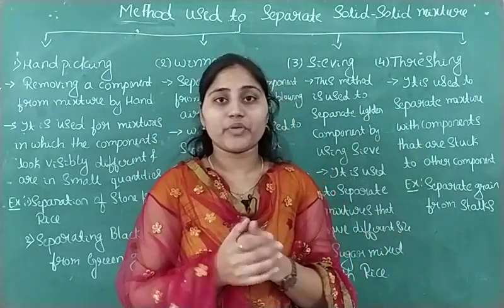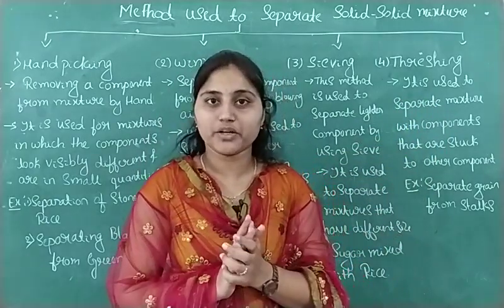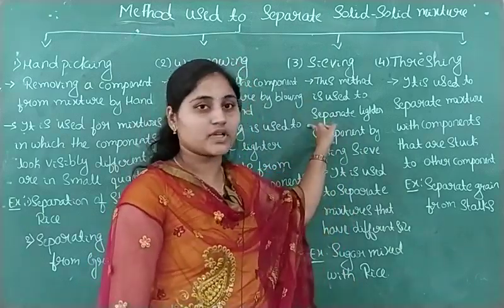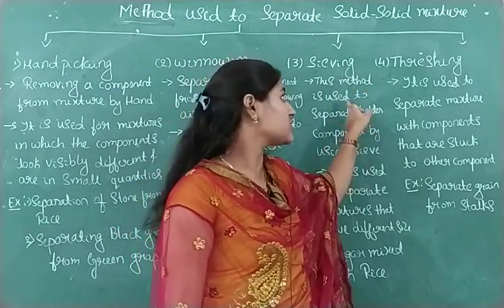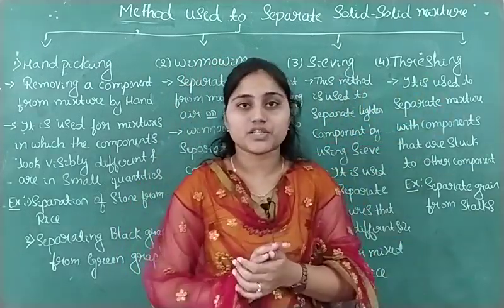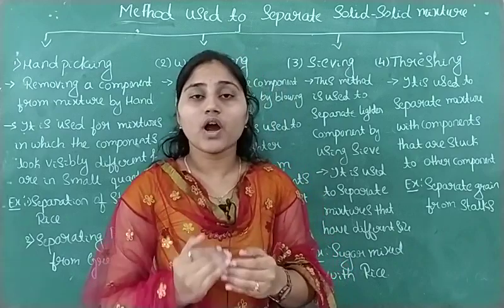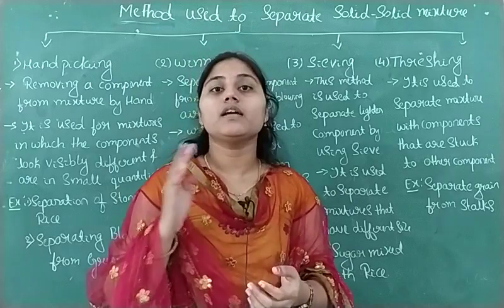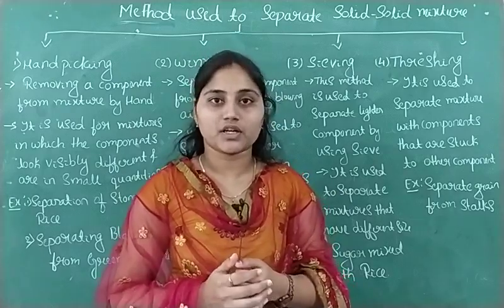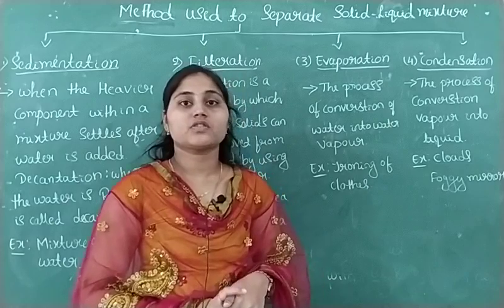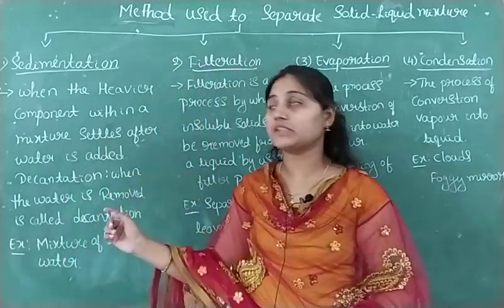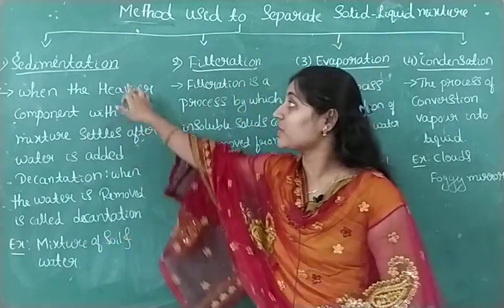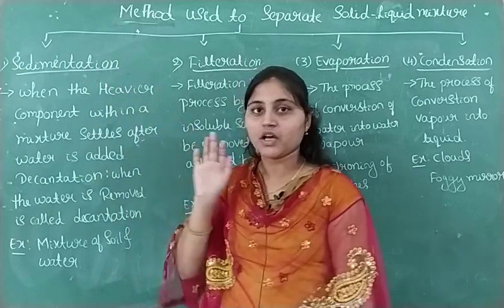So totally, how many methods are there to separate a solid mixture? There are 4 methods. First one is hand picking, next one is winnowing, third one is sieving, and fourth one is threshing. Okay, so next we move on to the methods of separating a solid-liquid or liquid mixture. 4 methods are used to separate the solid-liquid or liquid mixture. In that, the first method is the sedimentation method.